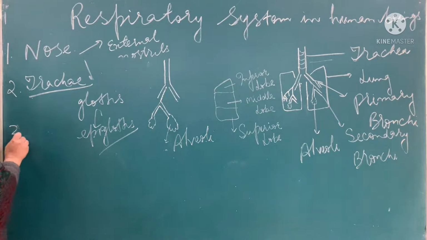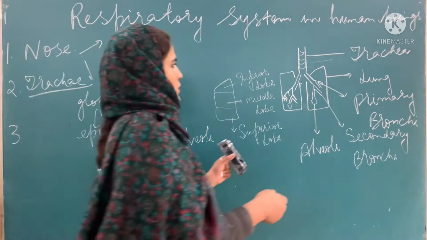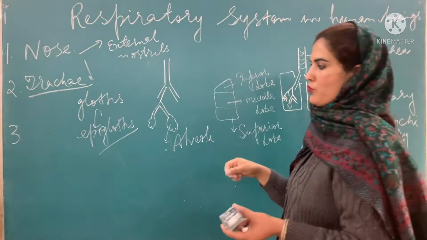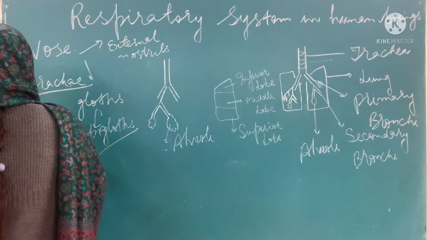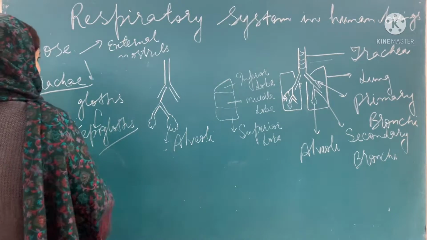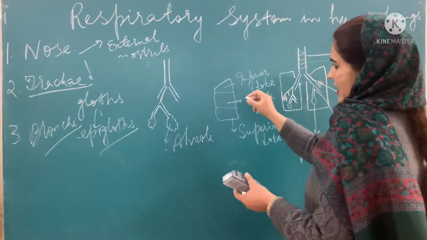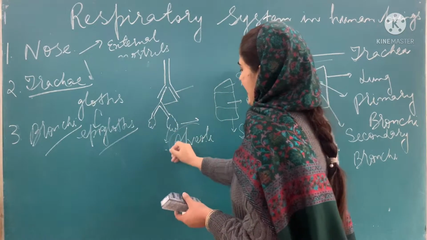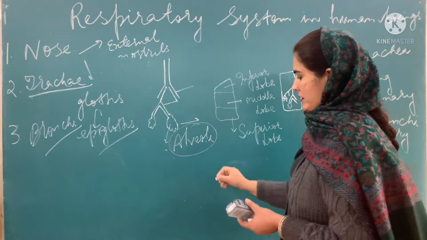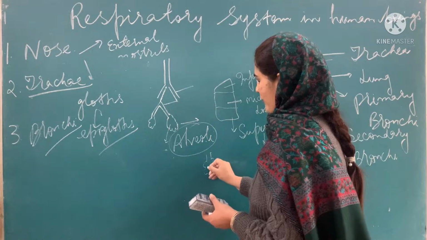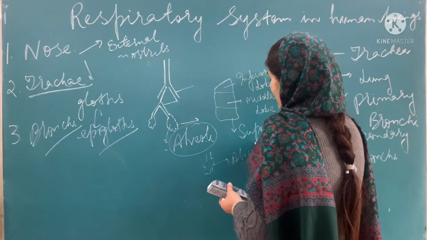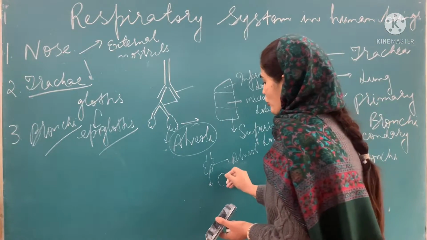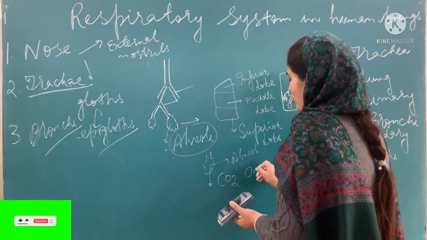Then we have the third part. You can see here this trachea bifurcates into two, going to the left and right lungs. The trachea divides into bronchi. And these bronchi further divide into primary bronchi, secondary bronchi, tertiary bronchi, and finally alveoli. The alveolus is a bag-like structure. This is the alveoli. It's the part where the final gaseous exchange takes place, where CO2 is eliminated and O2 is taken in.